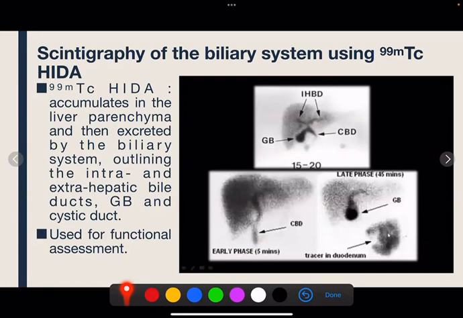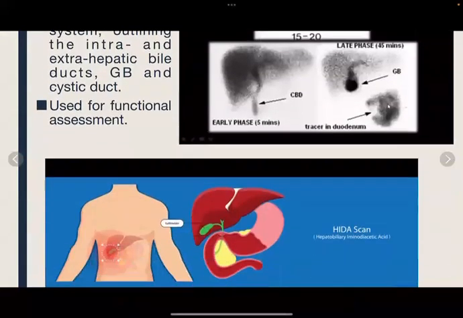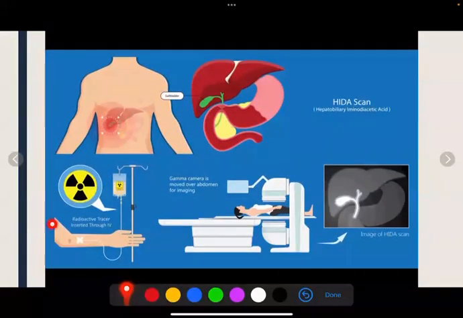This is mainly used for the diagnosis of biliary atresia in the neonate. Failure of excretion of the radiotracer after the late phase of the study indicates the presence of biliary atresia. This is the radioactive tracer injected IV, imaged by a gamma camera using this HIDA scan labeled with technetium, to visualize the biliary tree and assess the functional excretion of the biliary tree.